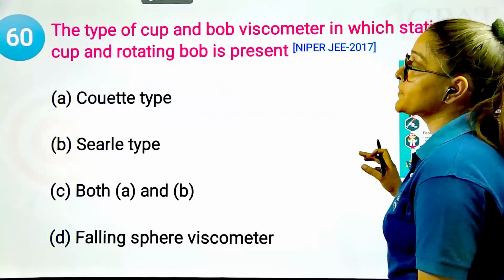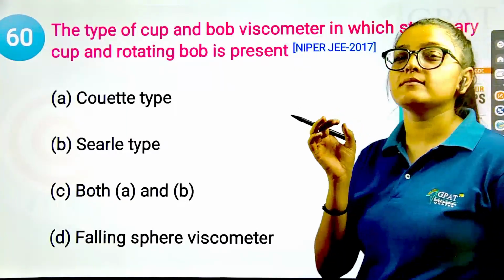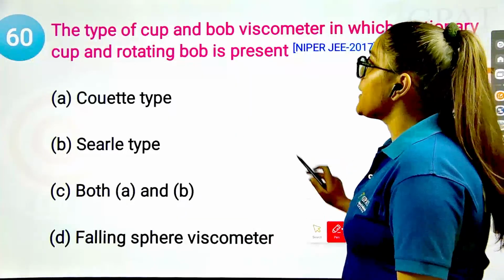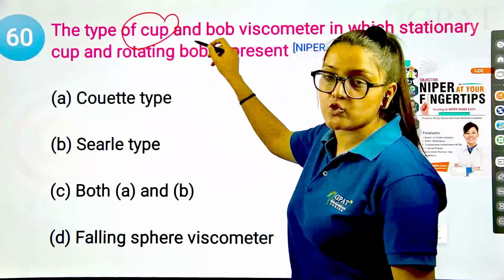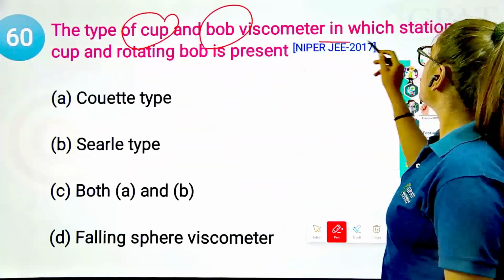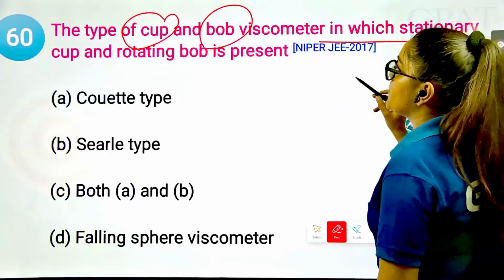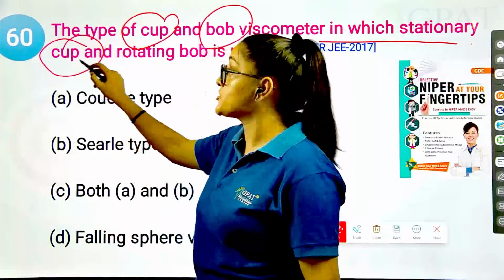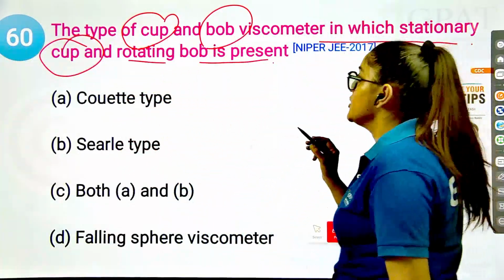Okay, next, last question before we take a minute break. Next, the cup and bob viscometer, in which we have a stationary cup and the bob is rotating.